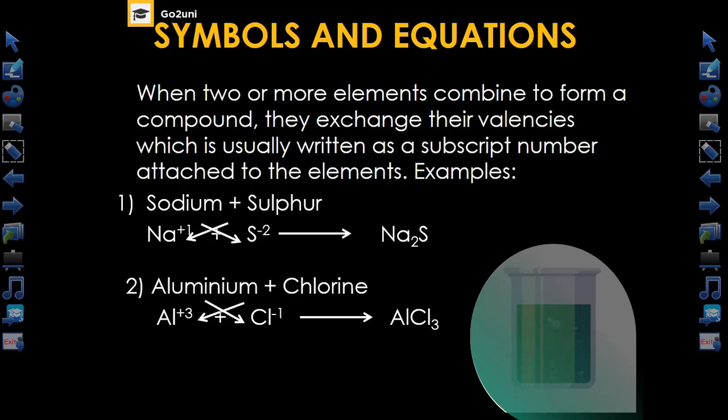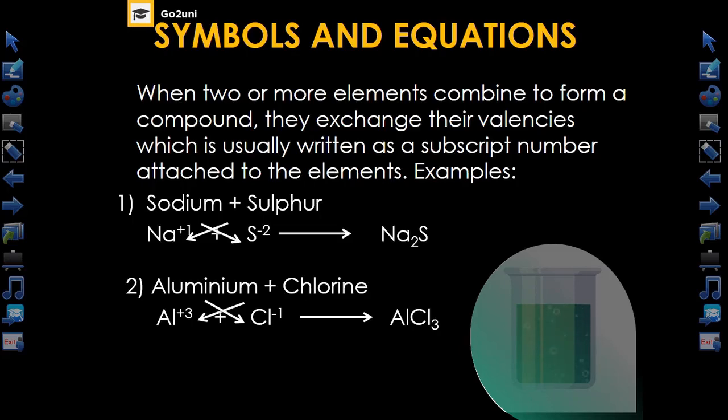Look at the second example between aluminium and chlorine. Aluminium has a valency of plus 3, while chlorine has a valency of minus 1. In any reaction, they exchange their valencies, and chlorine takes up the valency of aluminium, while aluminium takes up the valency of chlorine. And we have the compound formed, AlCl3, which is called aluminium chloride.